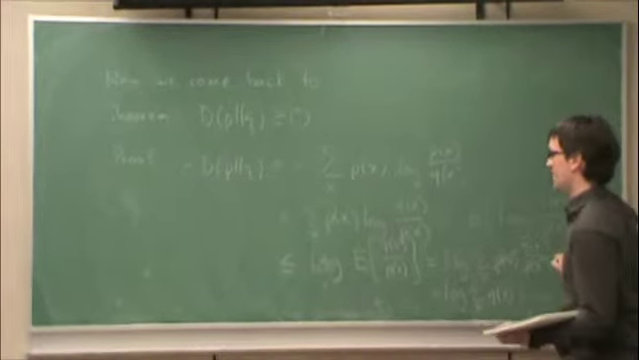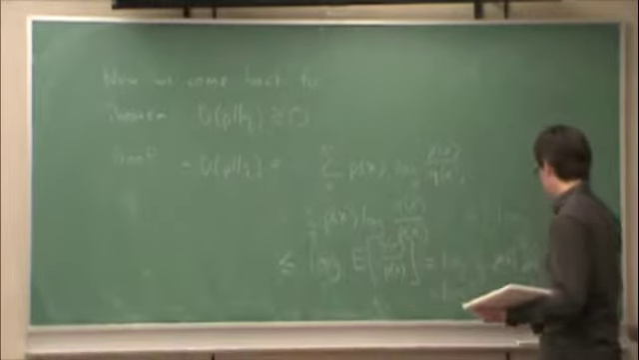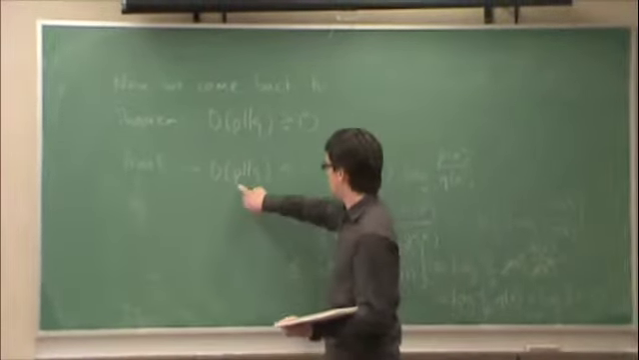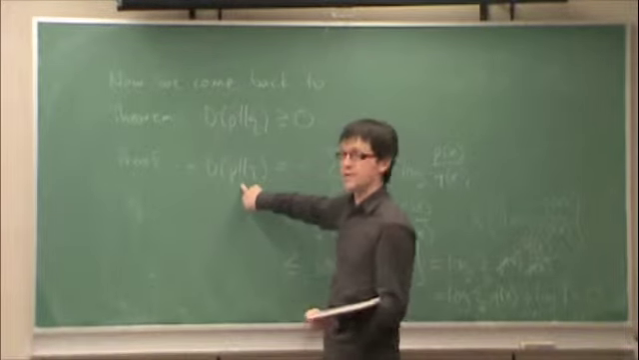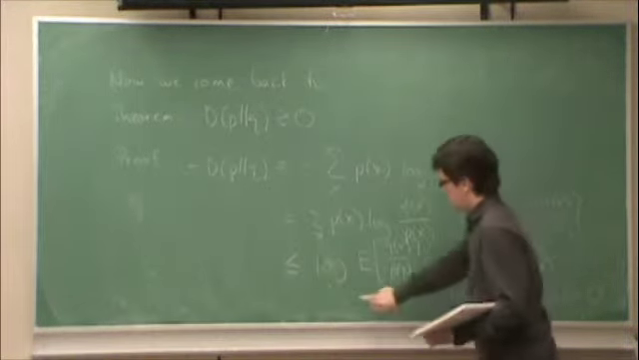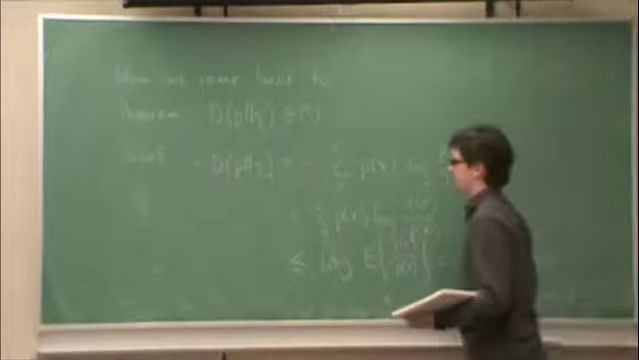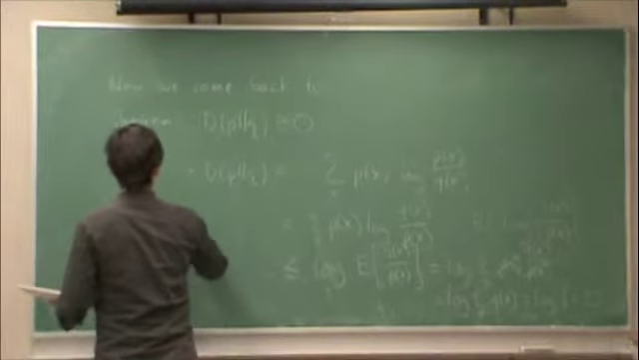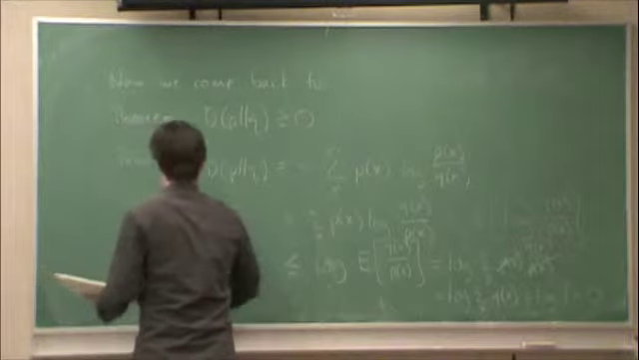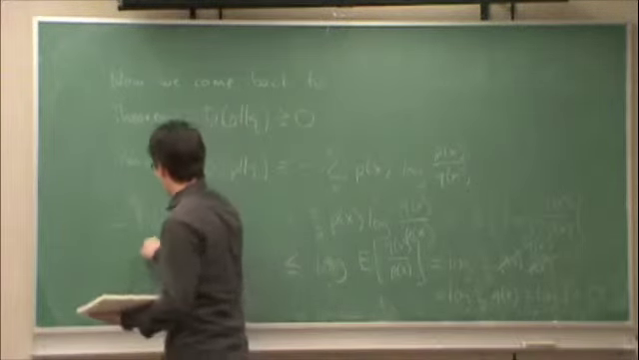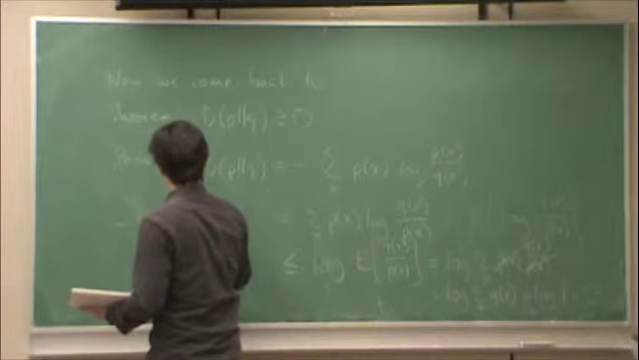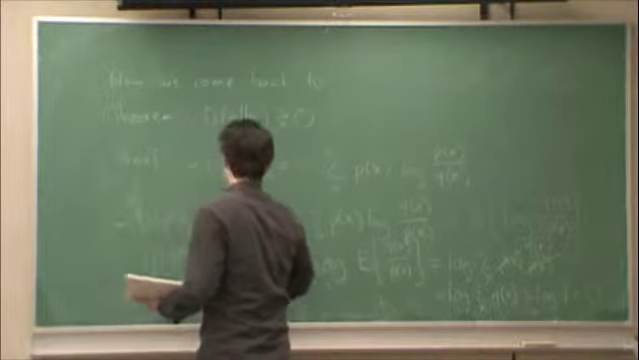Okay, so let's trace this back. 0 is equal to that, and so on. So I have minus D(p||q) on this side, less than or equal to 0. So therefore, if I multiply both sides by minus 1, D(p||q) must be greater than or equal to 0.